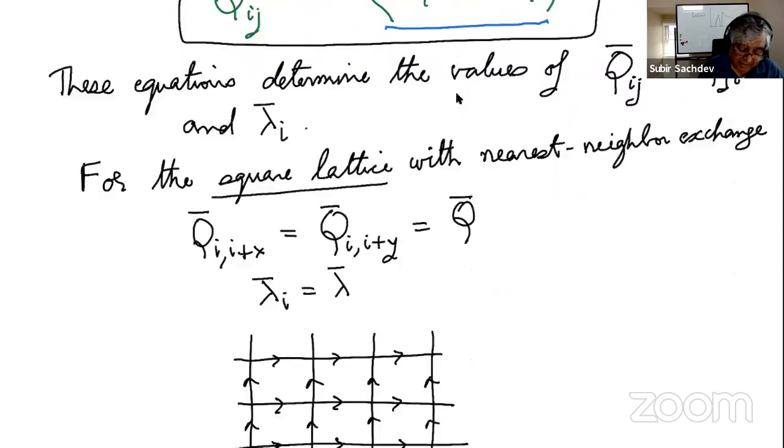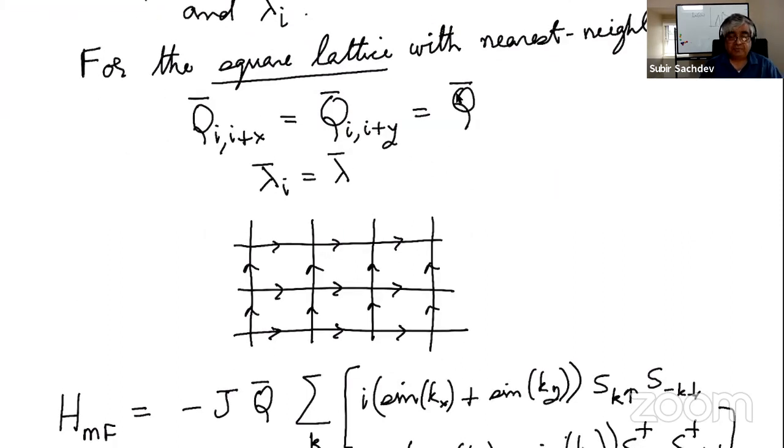So I can represent that pictorially by just drawing some arrows. If you take every horizontal bond, you always put the left index first and the right index second, Q_{i,i+x}. Then the lowest energy solution has Q equals Q bar and lambda equals lambda bar, independent of i. And you can run the computer and get the values of lambda bar and Q bar by just solving these equations.